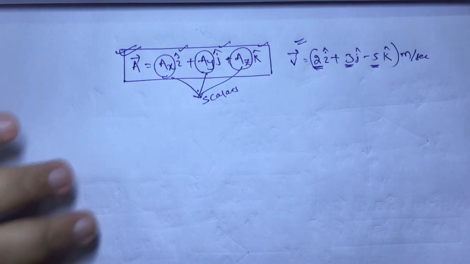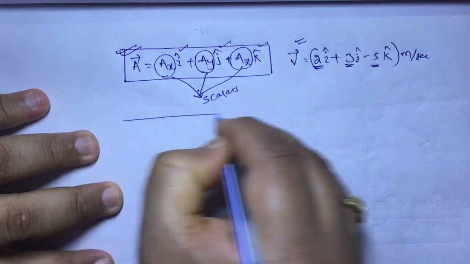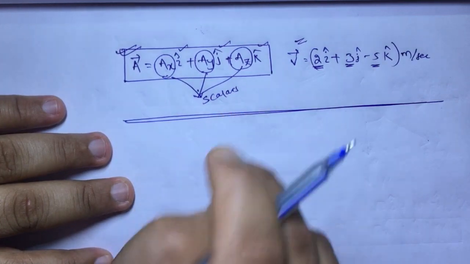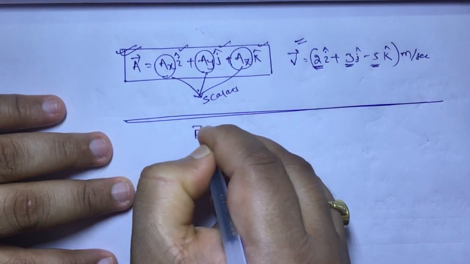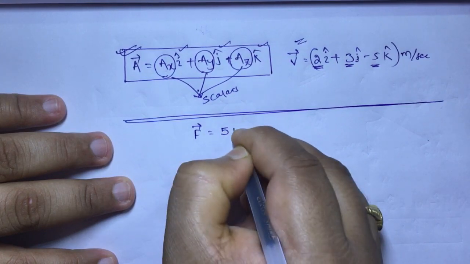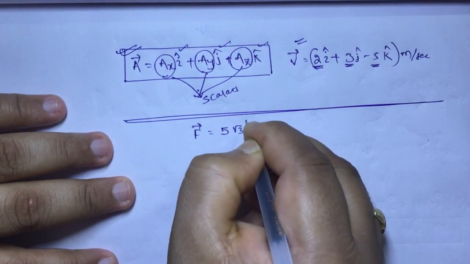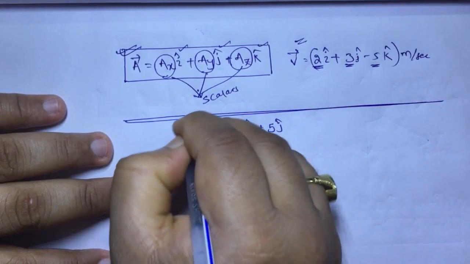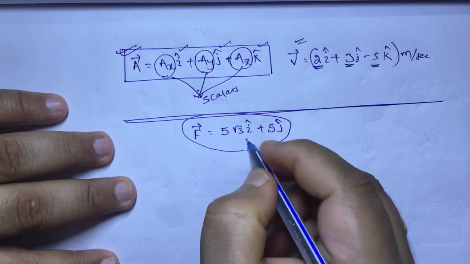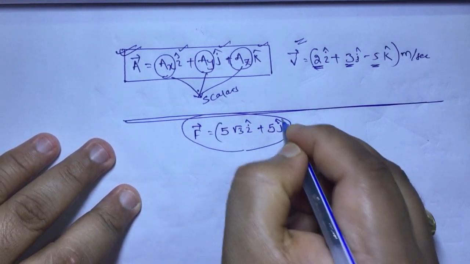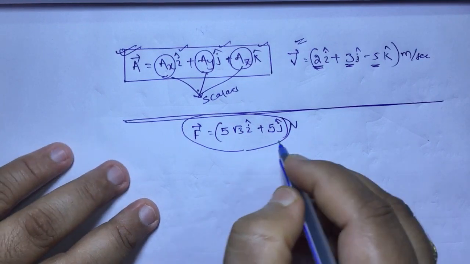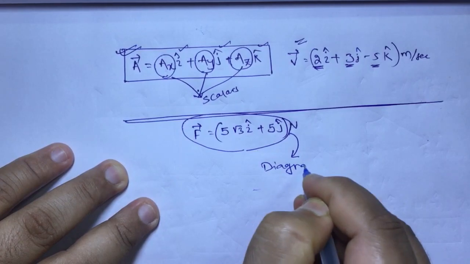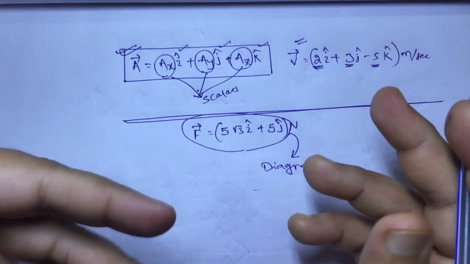Now let us check whether we can do the reverse process or not. Reverse process means in the last example we have written a vector f vector equal to 5 root 3 i cap plus 5 j cap Newton. Now I want to convert it into diagram form, or I want to show it in the diagram.